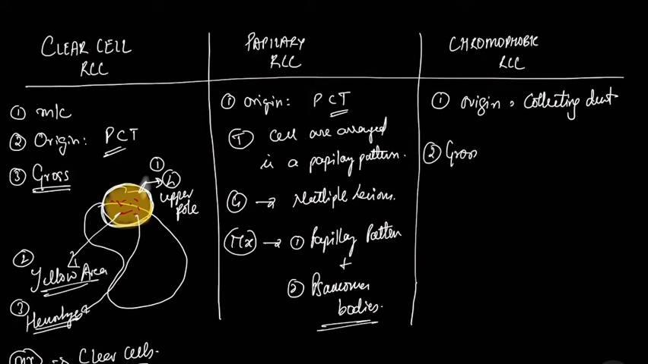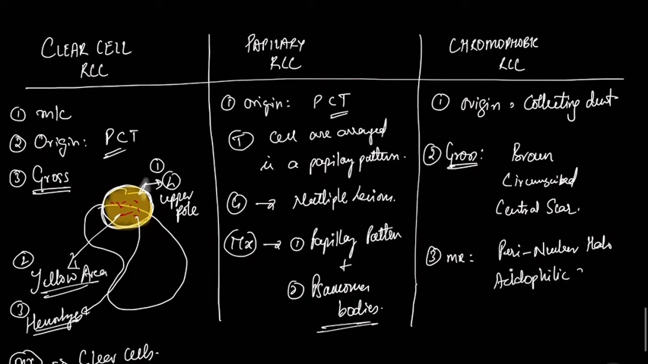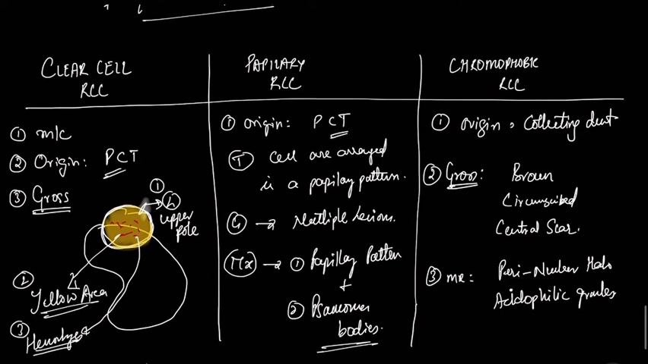Now let's come to its gross features. The tumor is usually brown in color. It is circumscribed, and we see areas of central scar. Coming to its microscopic features, we see perinuclear halo along with acidophilic granules. So that was it about your three most important subtypes of your RCC.